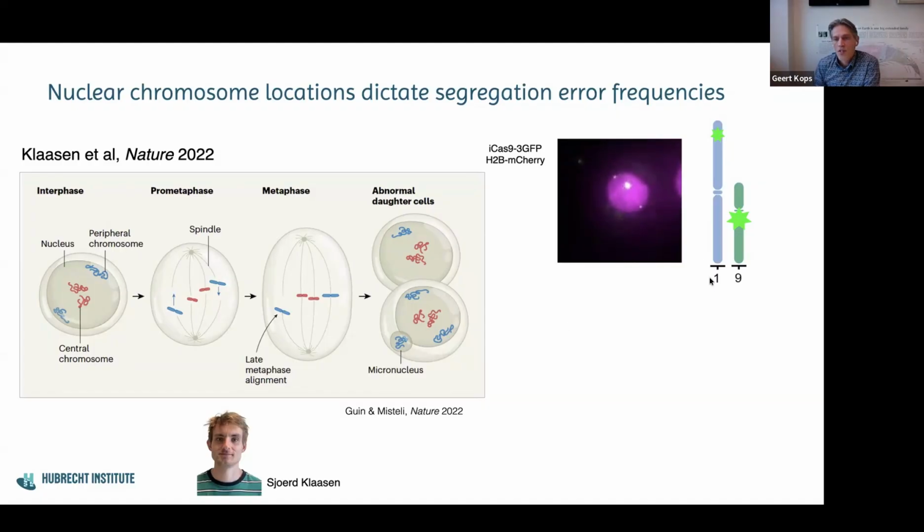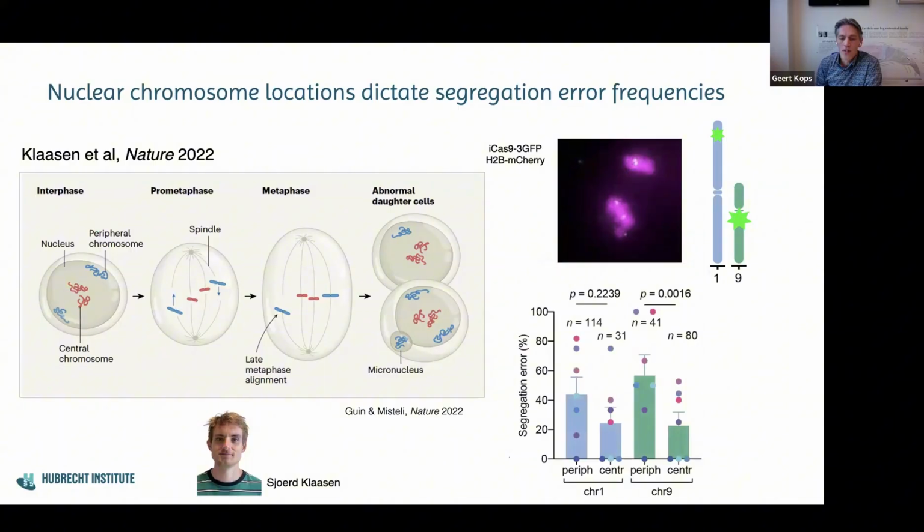And one of the ways that we show this is by labeling different regions of chromosomes using fluorescent Cas9. For example, the big dots here are chromosome 9, the smaller dots are chromosome 1. And then we could basically say what happens to the chromosome in anaphase, and how does this relate to the starting position of that chromosome.